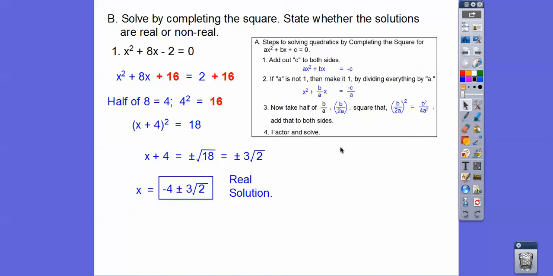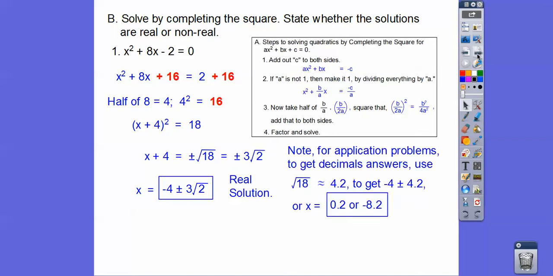These are both real solutions because there's no imaginaries. Imaginaries is if we had negatives inside the radical right here. Your book will write it as negative 4 plus 3 root 2, comma, negative 4 minus 3 root 2. I think it's more efficient to write it with the plus or minus right there.